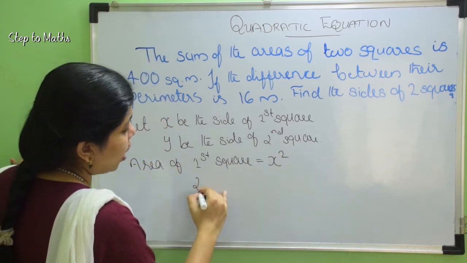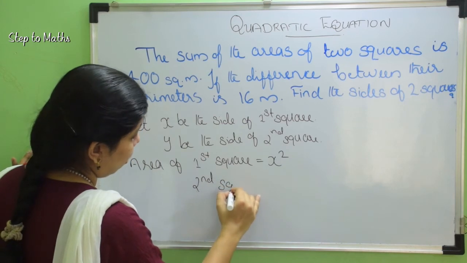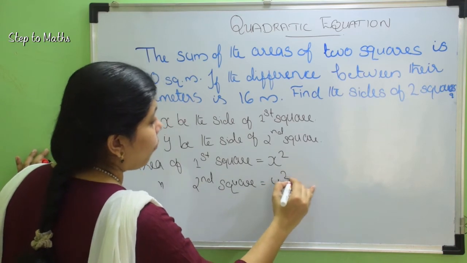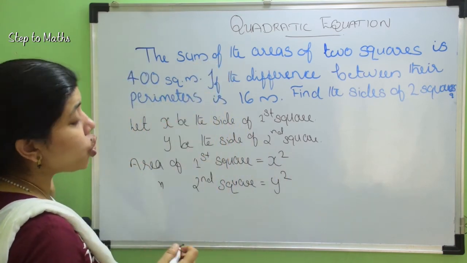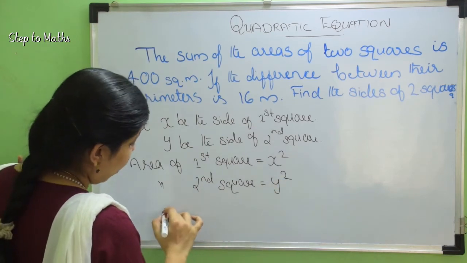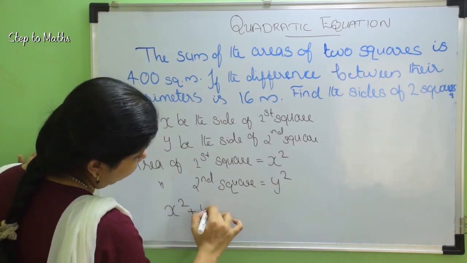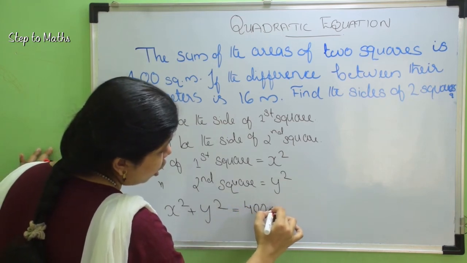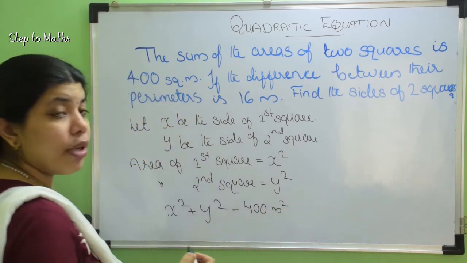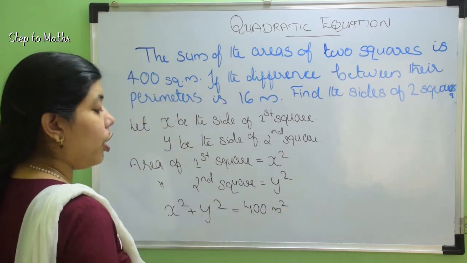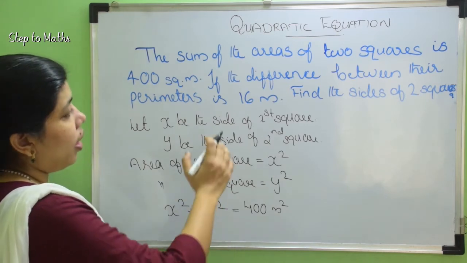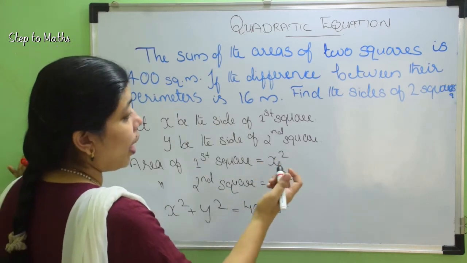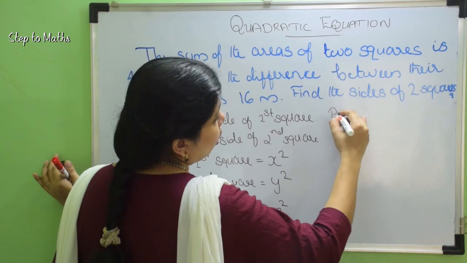Similarly, the area of the second square is y square. The sum of the areas of the two squares is x square plus y square, and this is equal to 400 square meter. This is the first given condition.